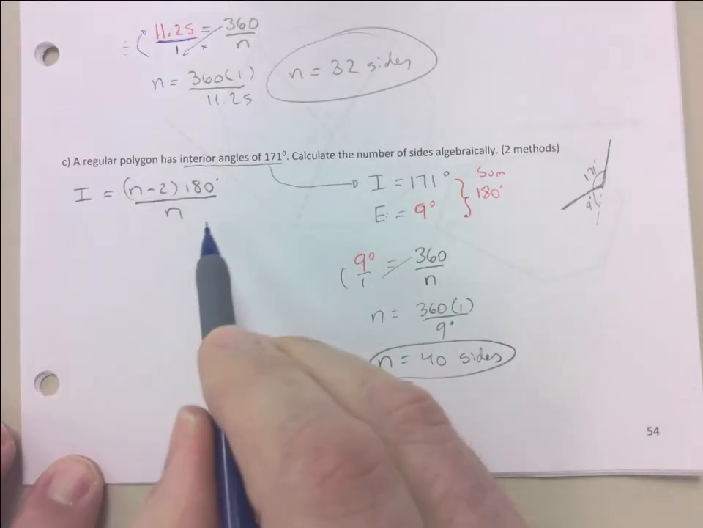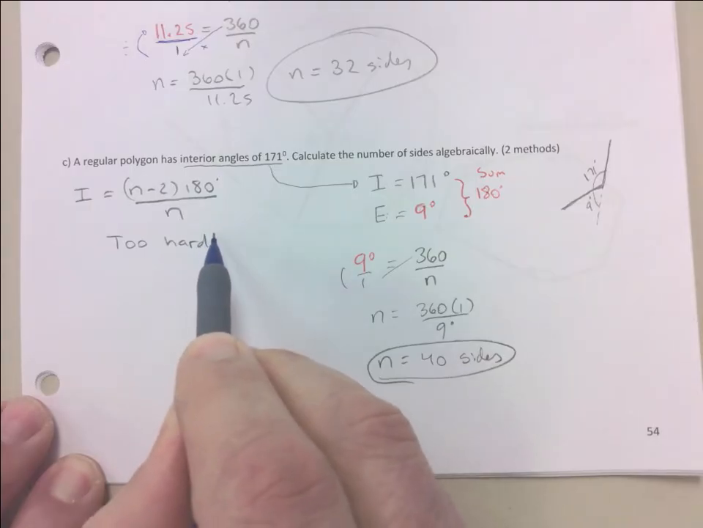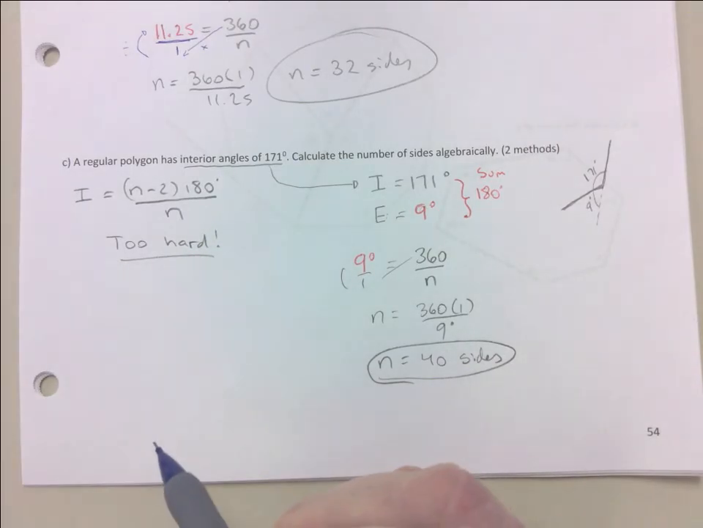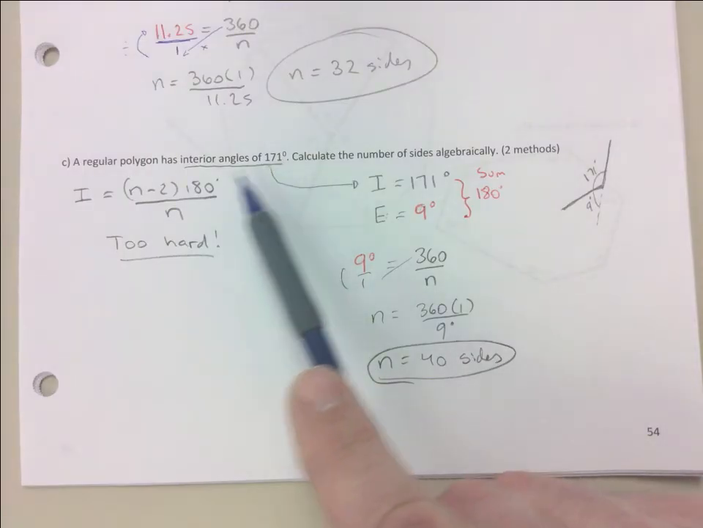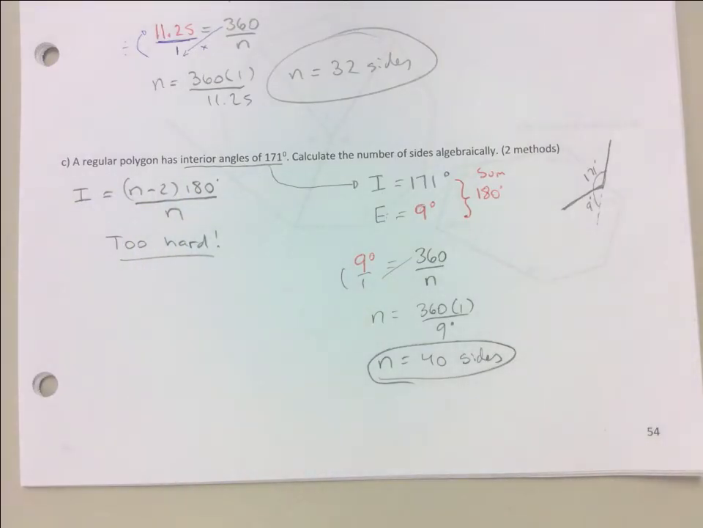Over here, it's too hard. I know that some of you would probably be interested in the challenge, and it can be done. You would have to put 171 in here and then solve for n, but it's a lot of work. It's a lot more work, and chances of making mistakes are much higher.